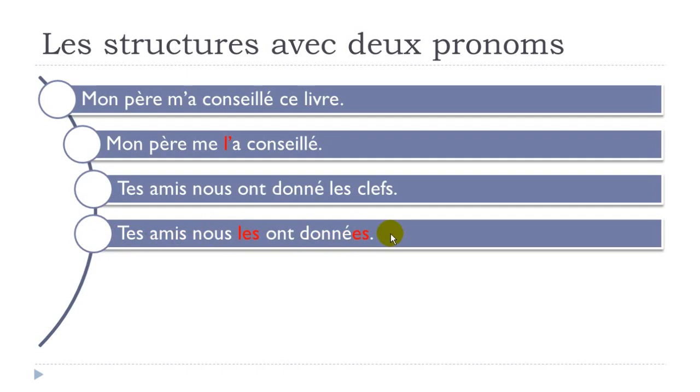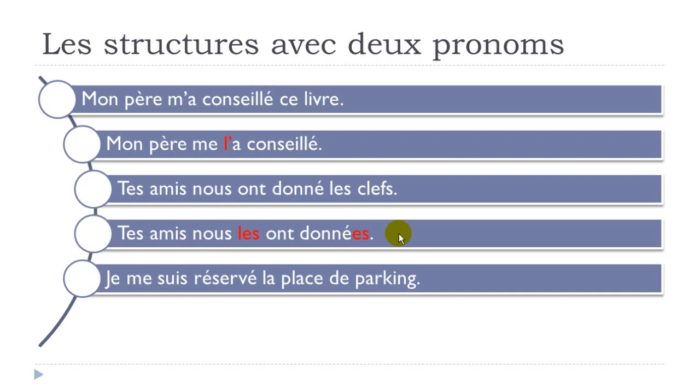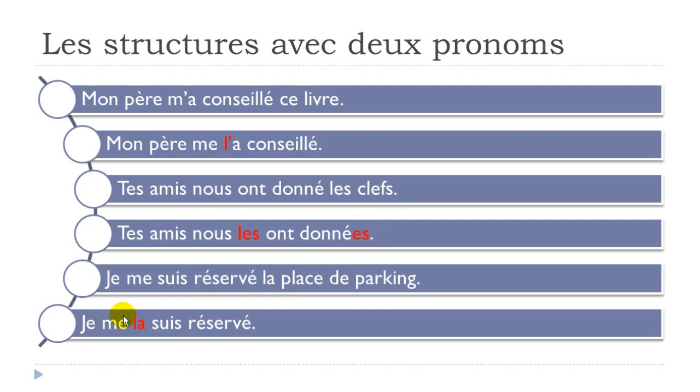And then the last one, je me suis réservé la place de parking. Je me first, then la, and after that suis réservé. So it doesn't really change that much: first me or nous, as we saw, then le or la and les, and after that you put your verb, even if in that case it's a composed verb, it doesn't change anything, you just put it before.